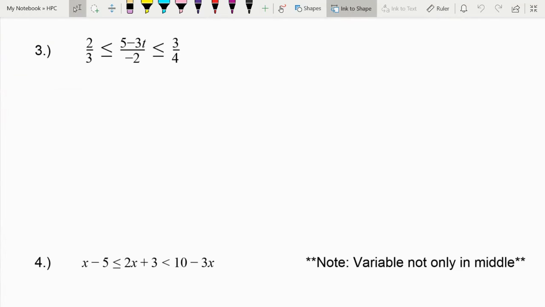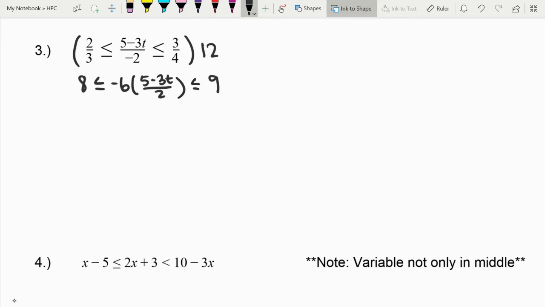Okay, again in number 3, we are going to want to eliminate the fraction. So our least common denominator is 12. So let's multiply all 3 parts of this inequality by 12. I end up with 8 is less than or equal to -6 times 5 minus 3 over 2 divided by 2 is less than or equal to 9. Then let's simplify the middle. So we have 8 is less than or equal to -30 plus 18t is less than or equal to 9.